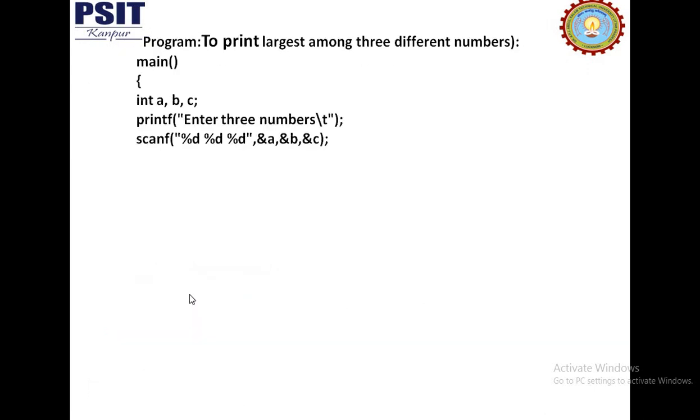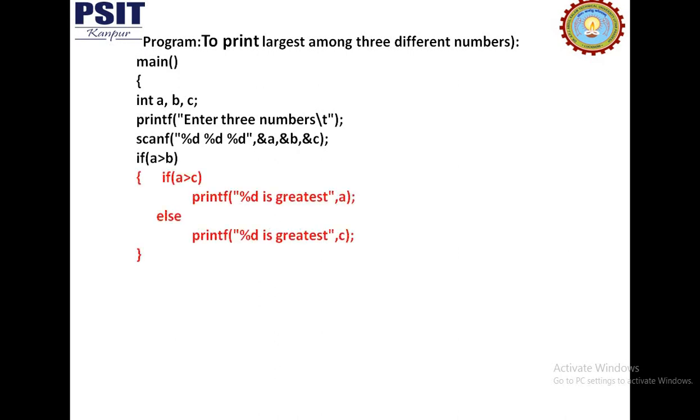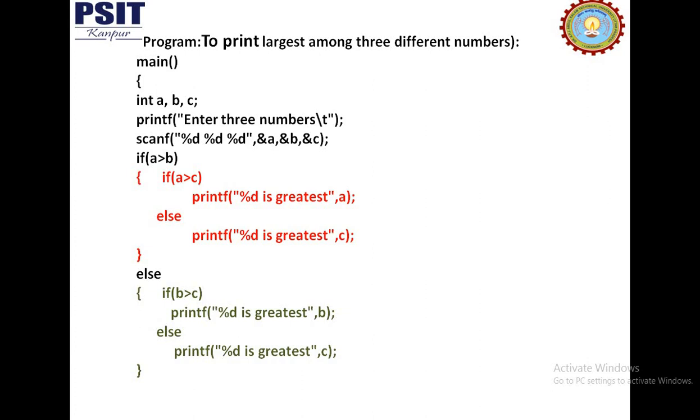See, this is the program, 3 numbers are entered, you are comparing A with B, then A with C, and A is largest. If A is greater than B but A is not greater than C, that means C is greater than A, that means C is largest. Else B is greater than A, then you are comparing B is greater than C, that means B is largest. Otherwise C is greater than B, that means C is largest.